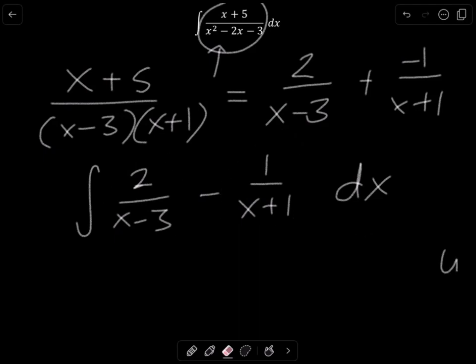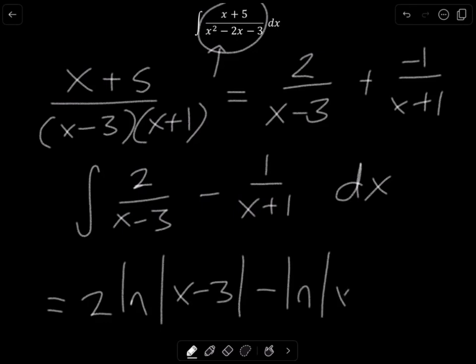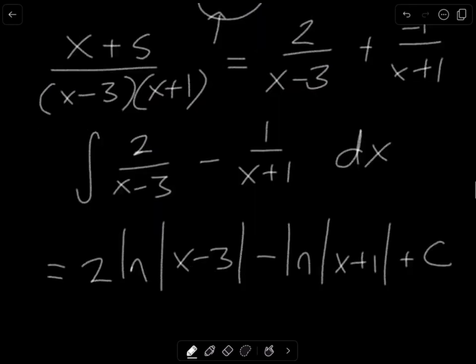Now you can integrate these using u substitution, and again, that basic 1 over u du integral formula. So when you integrate this, you will get 2 ln absolute value x minus 3 minus ln absolute value x plus 1 plus c. And that's your answer.